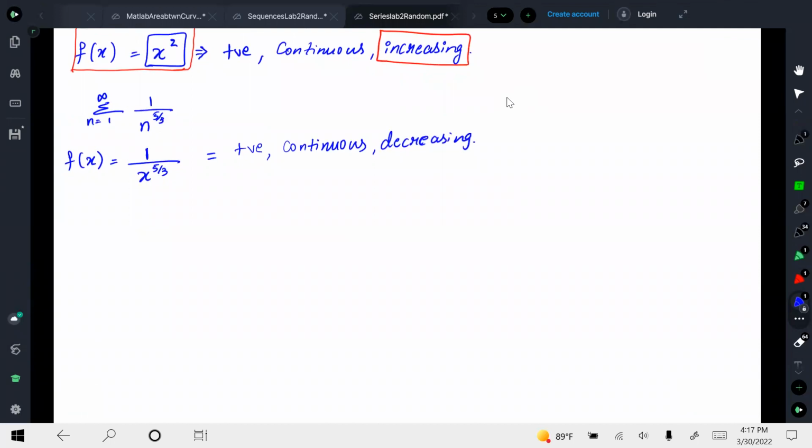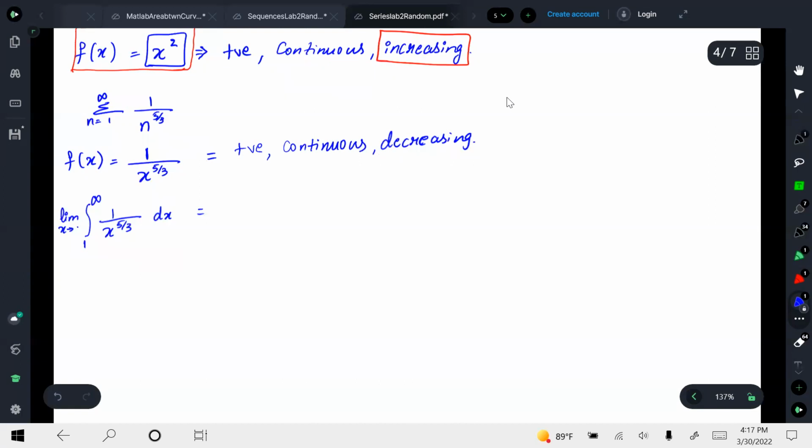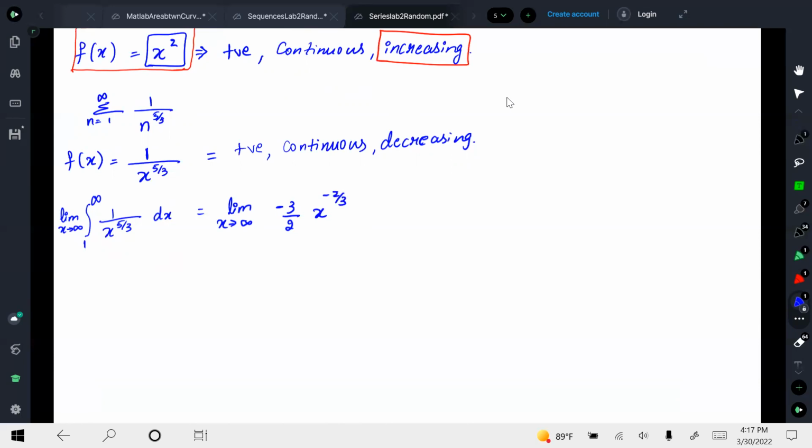Now, how do we apply the integral test? I told you in the beginning that we integrate the function from 1 to infinity, 1 divided by x to the power of 5 by 3 dx. And we apply a limit extending to infinity as well. Now, when you integrate the given function, you get -3 over 2 x to the power of -2 by 3.